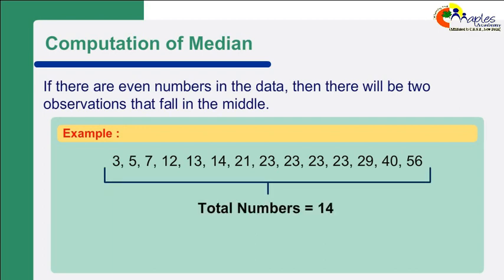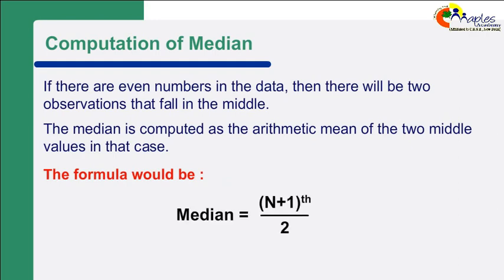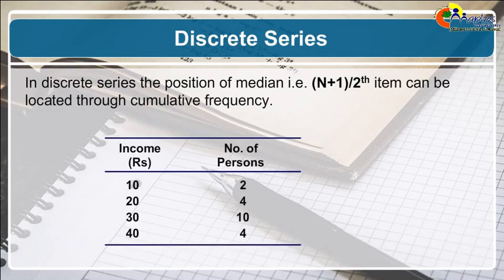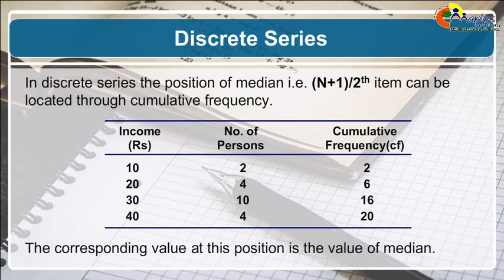If there are even numbers in the data, then there will be two observations that fall in the middle. The median is computed as the arithmetic mean of the two middle values in that case. The formula would be median is equal to (n plus 1)th upon 2 item. Discrete series. In discrete series, the position of median, that is (n plus 1) by 2th item, can be located through cumulative frequency. The corresponding value at this position is the value of median.